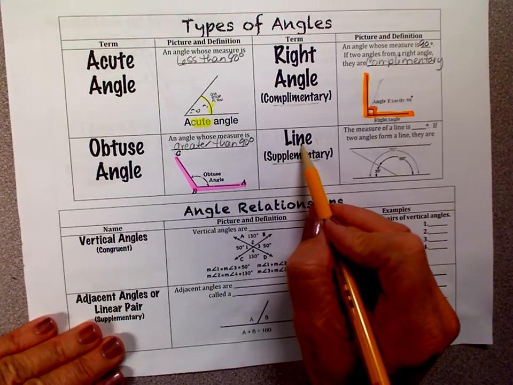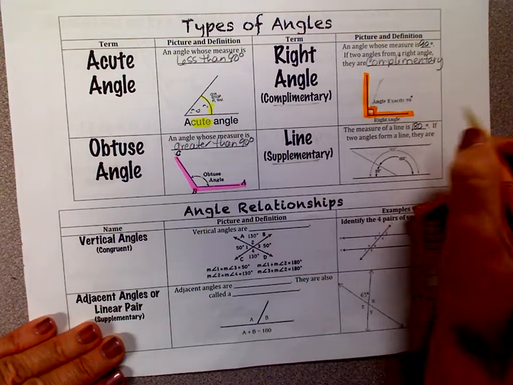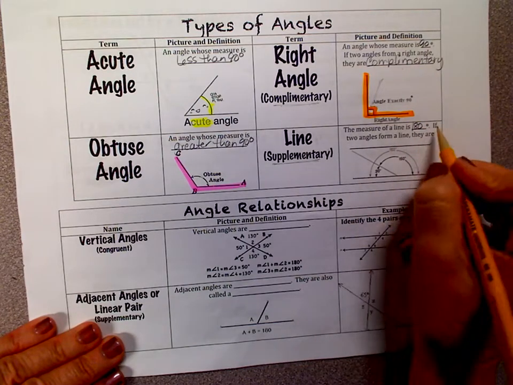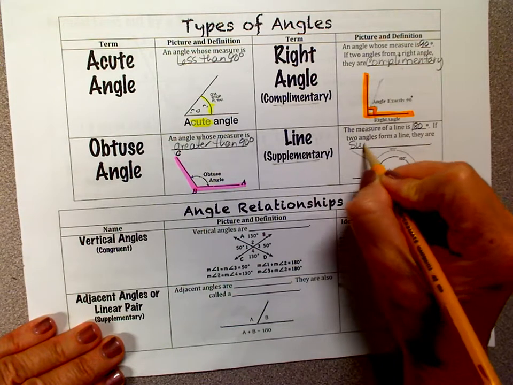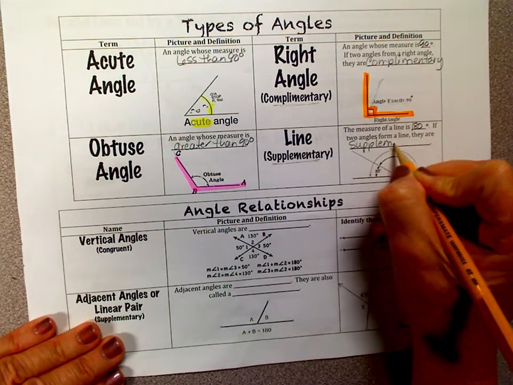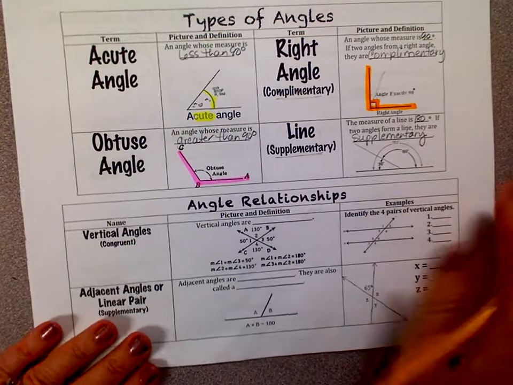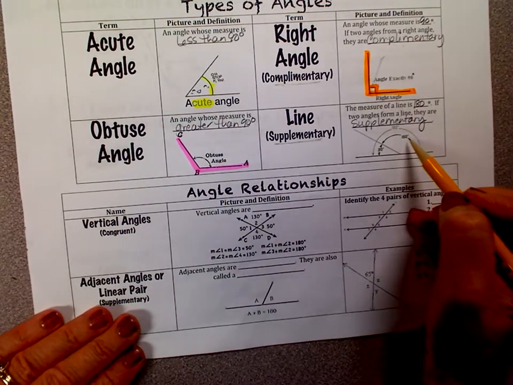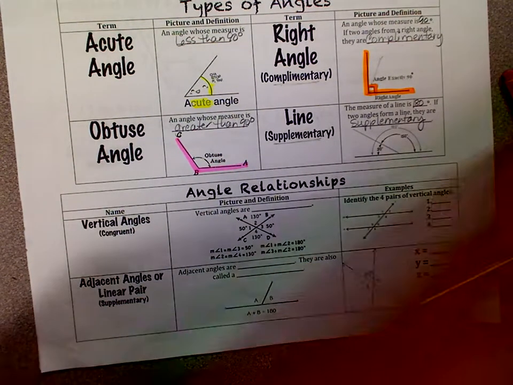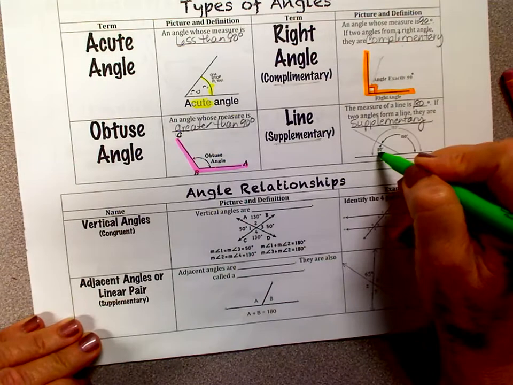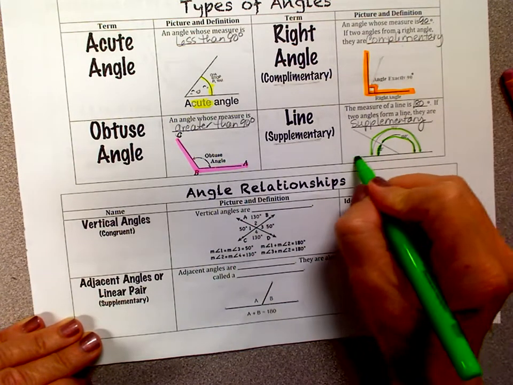Here's the word supplementary that we've talked about this week. When it forms a straight line, the measure of a line is 180 degrees. So if two angles form a line, they are called supplementary angles. If you know the measurement of one angle, you can find the other one by taking 180 minus that. You guys did a great job of knowing that. So this is like 30 and this is 150, and all together they equal 180.